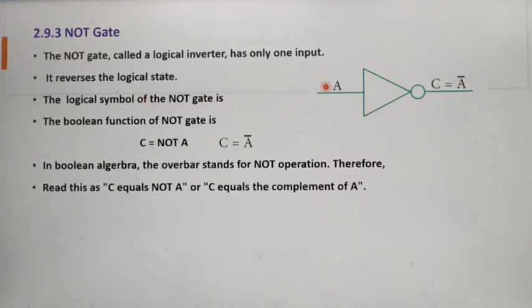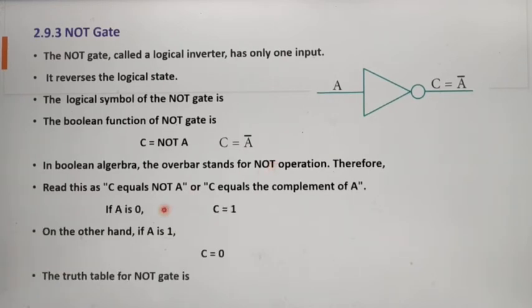Here A is our input, C is our output. It is going to negate the input values. C is equal to NOT of A. The Boolean function of NOT gate is C is equal to NOT A. We can represent it like this: C is equal to A bar. A bar, we can read it as NOT A. In Boolean algebra, the overbar stands for NOT operation. Therefore, read this as C equals NOT A or C equals the complement of A.